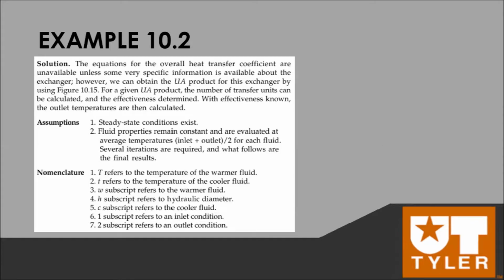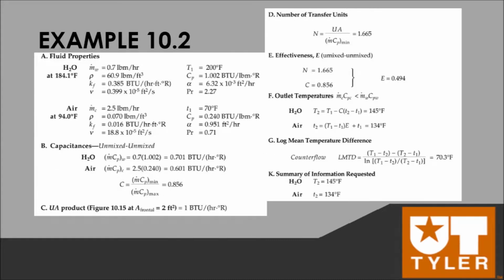After reading the problem statement, we first discuss the solution of the problem, then state all assumptions for the problem, followed by nomenclature of all variables. Then we start solving the problem. Step A. Find the fluid property at average temperature. For water, it's at 184.1 degrees Fahrenheit and air at 94 degrees Fahrenheit.